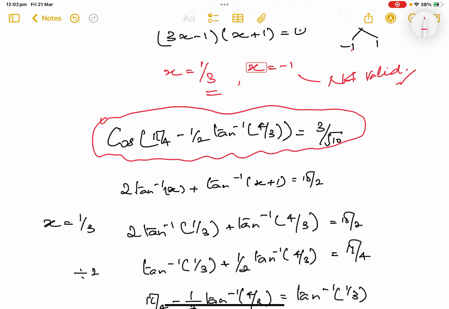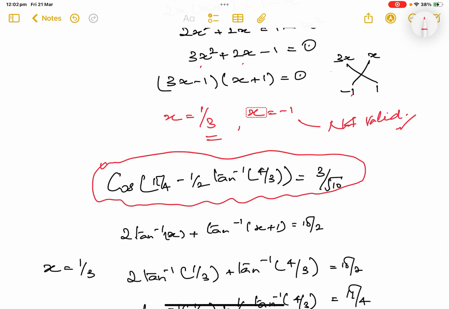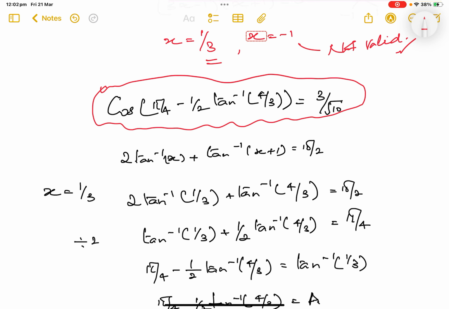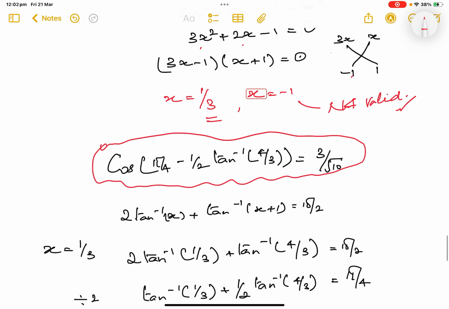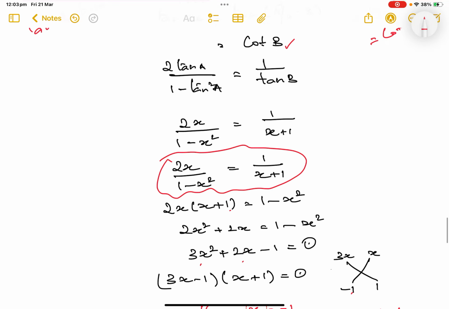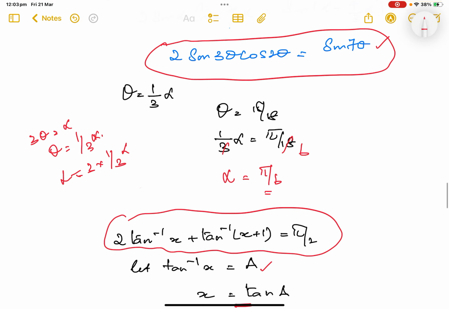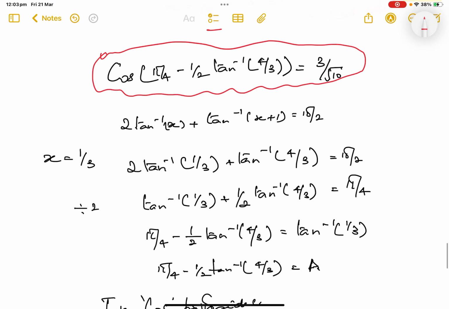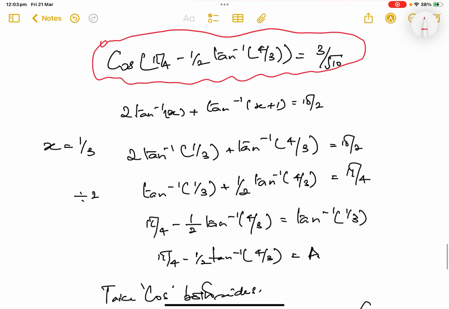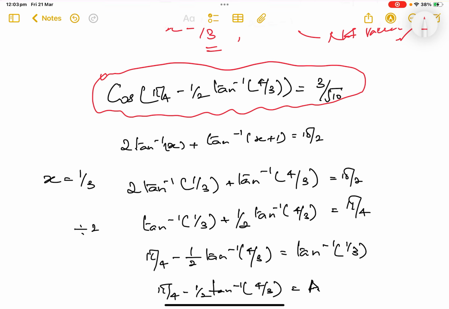Right. This is the equation that is given. We are asked to prove that cos of (pi by 4 minus half times tan inverse 4 over 3) equals 3 over root 10. We have to prove the left hand side. Before that, we have another equation, the starting equation, so I'm rewriting that equation and working from it. That equation is 2 tan inverse x plus tan inverse (x plus 1) equals pi by 2.